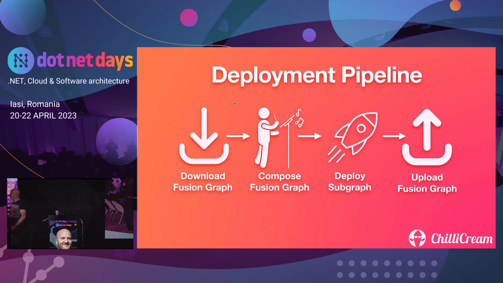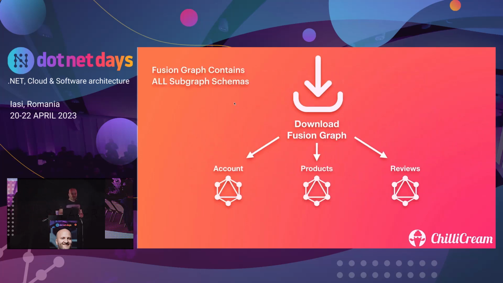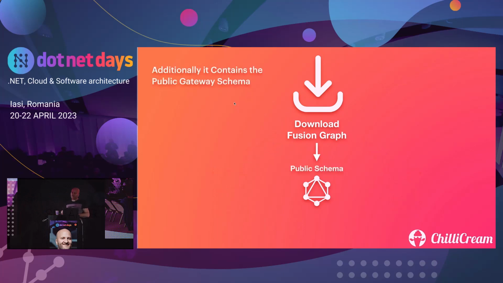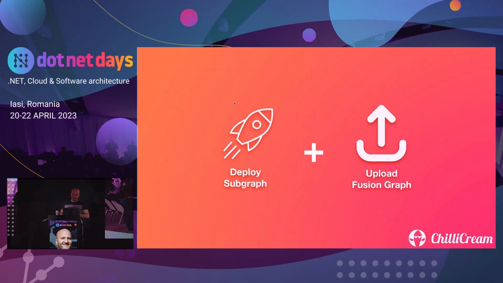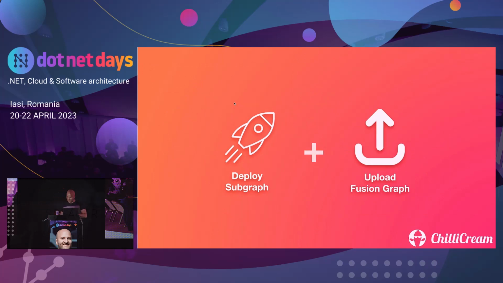The deployment pipeline would first download from the gateway the current configuration. And in the current configuration, we actually have packed all the original subgraph it was composed of. We also have the public schema in there. And we would then compose with the subgraph, with the Fusion graph configuration and the new subgraph configuration, a new public schema. And then just deploy and upload the GraphQL configuration to our gateway.